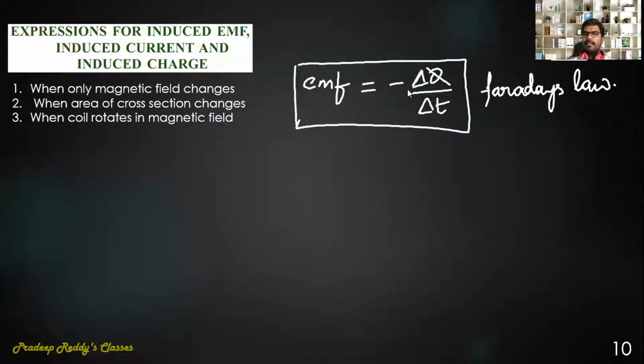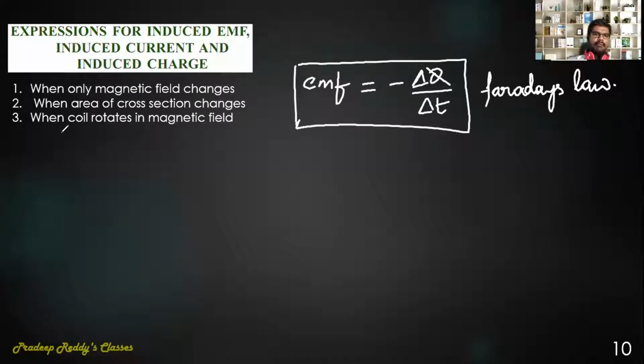When there is relative motion between the coil and the magnet, there will be some magnetic field change, and there will be some EMF developed in the coil. Corresponding to that, the EMF can be calculated. So EMF is equal to minus delta phi divided by delta t.